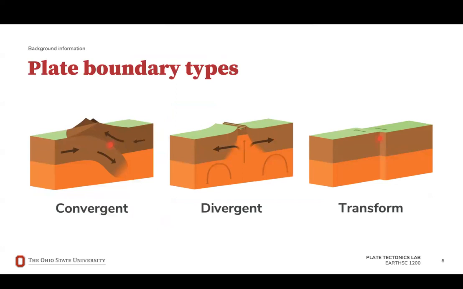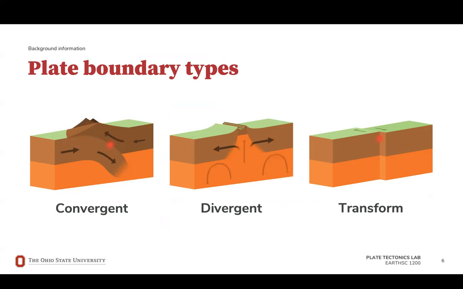As a reminder, there are three main types of plate boundaries. Divergent boundaries occur where plates move apart, and magma is allowed to rise to the surface. At divergent boundaries, you'll see the creation of new crust and seafloor. An example of divergent boundaries would be mid-ocean ridges.